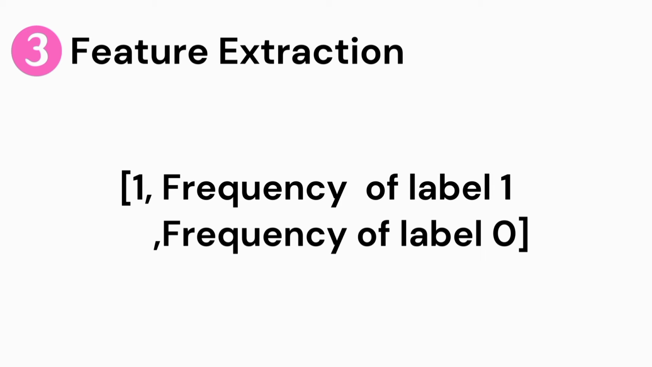Your step 3 is feature extraction. Write down the number of times you get the label 1 and label 0 in this format. The first number 1 in this matrix is called the bias unit, which is just a constant value to prevent any issues in our logistic regression model.